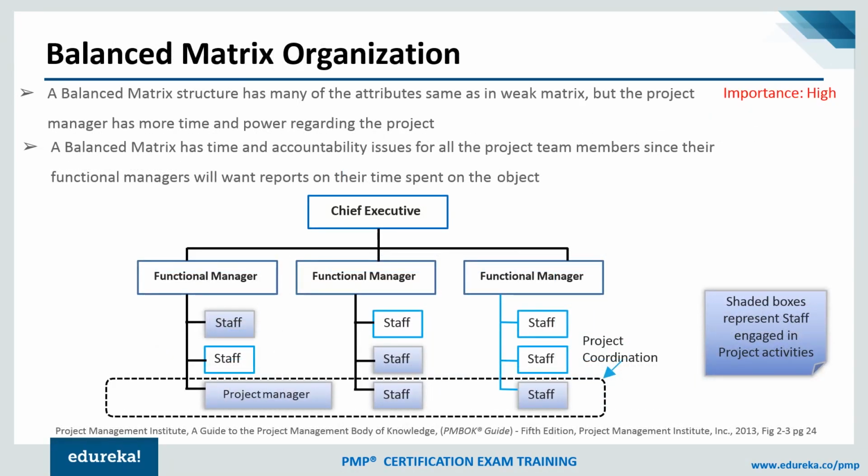Okay, the next one is your balanced matrix organization, which is slightly higher and gives slightly more authority to the project manager. Now here, in a similar project, the role of that project manager will be a little more expanded. The project manager may continue to report to the functional manager. The project manager will decide how the work will be done and when it will be done. The functional manager will provide the technical guidance.